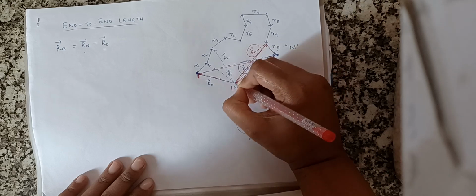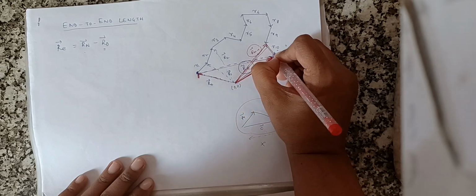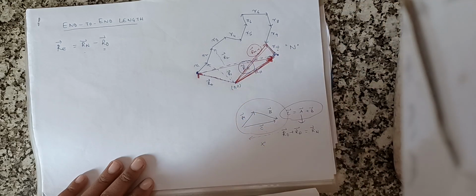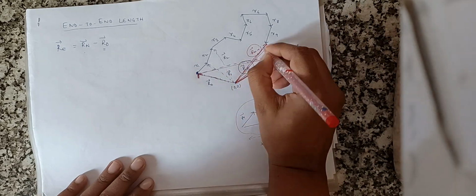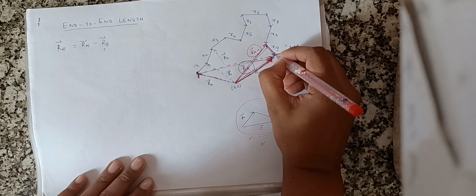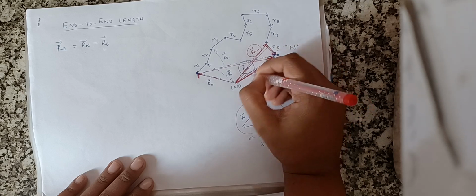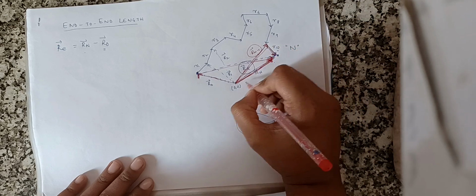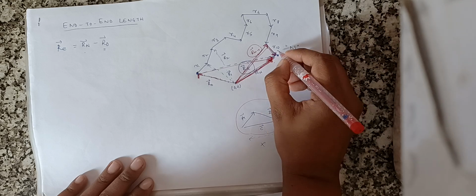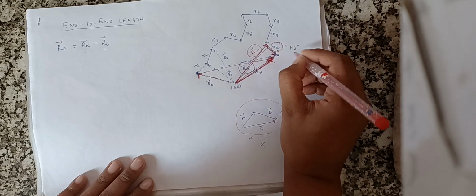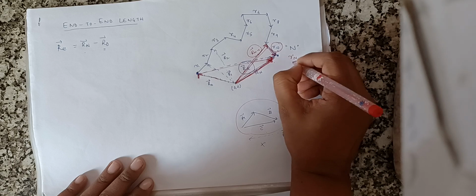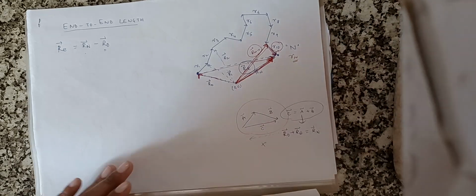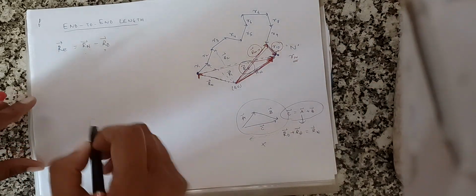This one, and this one. If you focus on this triangle, then what do you have? This is Rn minus 1, this is R0, and they are pointing in coherence. So their addition is Rn, right? This R10, or in general I can write Rn, right?